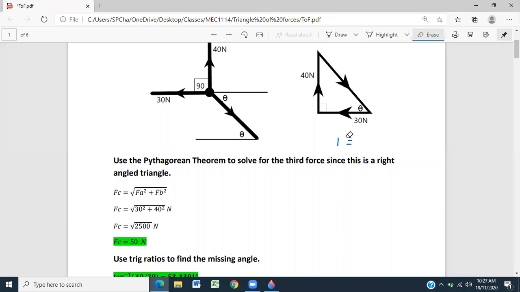So we just create a triangle. We say here 30 units long, here 40 units long. And we want to find what length this line would be. So we just use Pythagoras' theorem. We say FC is equal to the square root of the square of FA, FA is 30, right? Plus the square of FB. And you take the square root of all of that, right? So FA is 30, as we know. FB is 40. Do a little bit of math. Just plug this in, take a calculator, and you will end up with 50 Newtons. Does everyone get that?